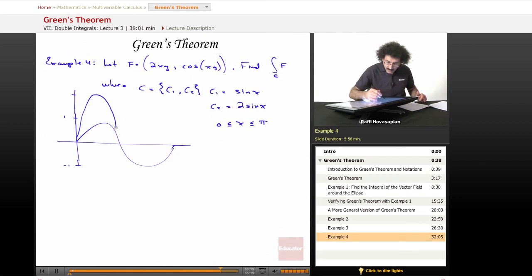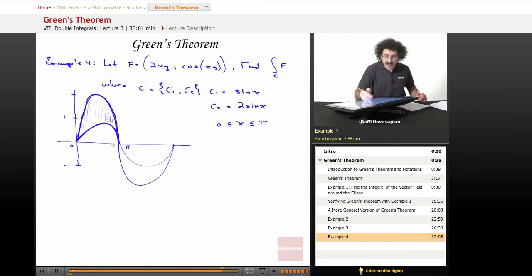So basically, I have 2 sine x. It's going to be this one. It's going to be something like this. And we want to go from 0 to pi. So this is from 0 to pi. So this is the region right here. So this is one curve. This is the other curve.